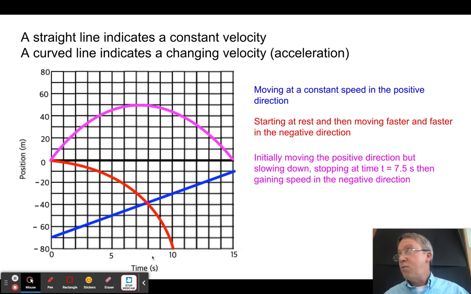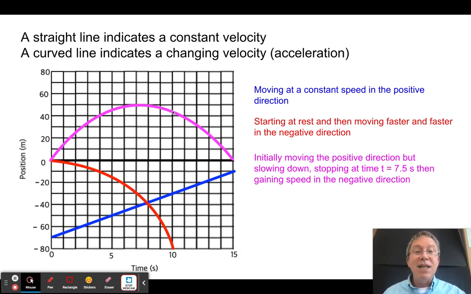But if I look at the purple one, you can go ahead and grab that. When I look at the purple one, I notice that it starts off fairly steep. It did not start at rest. If I look at the first part of it, it's about 10 in about half a second. So it's probably going 10 divided by 0.5, which is 20 meters per second. But I notice as time goes by, that slope becomes less steep. That means it's slowing down, slowing down, slowing down. And at about t equals 7 seconds, the slope goes to zero. It stopped moving. Now watch what happens next.